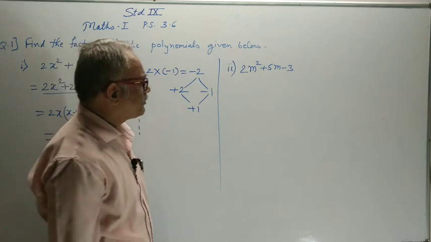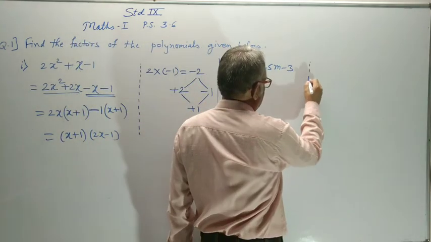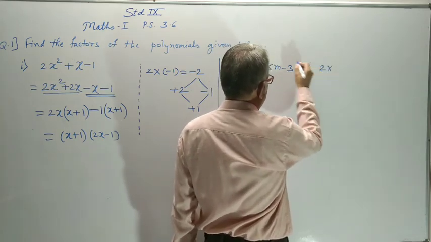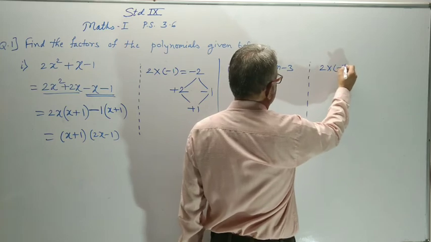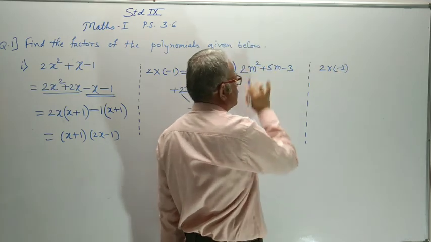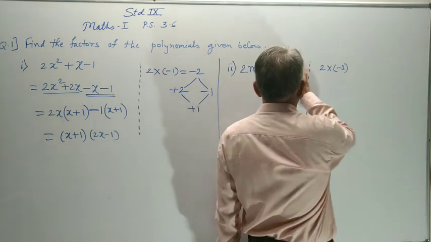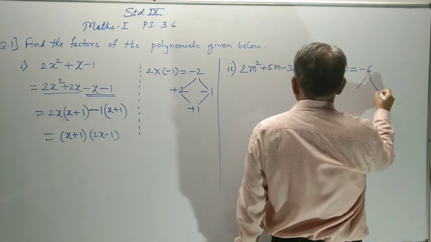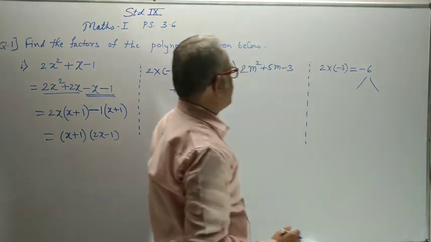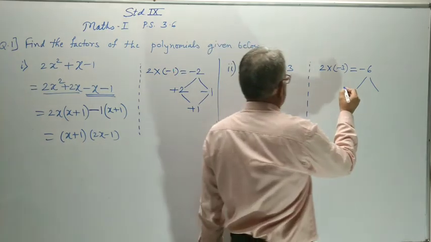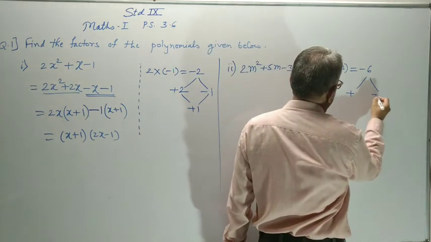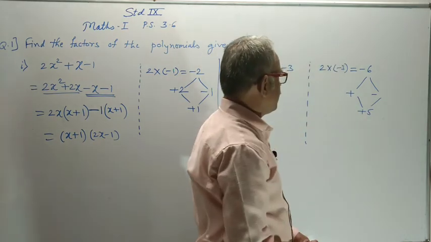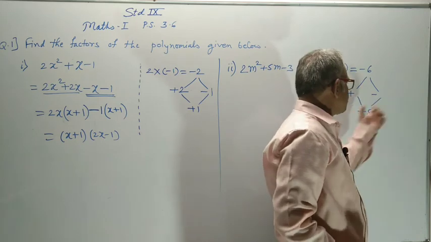Second sum, 2m square plus 5m minus 3. Rough work: square coefficient 2 multiplied by constant term minus 3. Square coefficient means the coefficient of the square term. Multiply by the constant. In rough work we write only numbers in short; m, m square, x square, such things can be avoided. As the product is negative, different sign; greater will take positive sign, other will take the other sign, and total should be plus 5. Many students make mistakes. They immediately write plus 3 minus 2, plus 6 minus 1, anything.